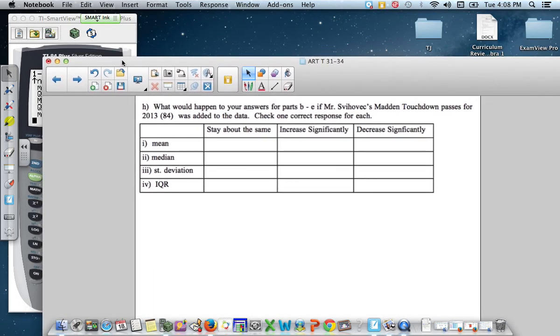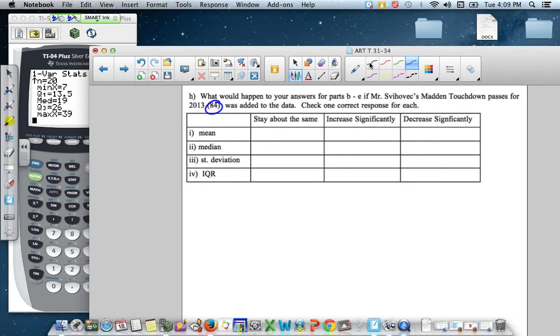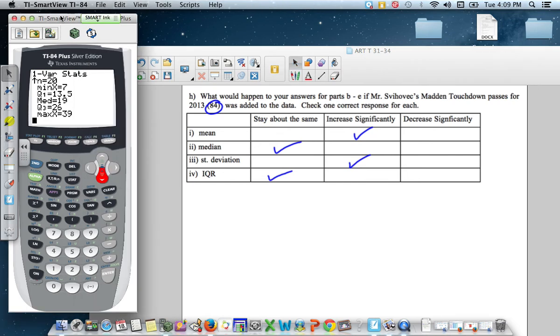What would happen to your answers here if we added the number 84 to the set of data? So that would be an outlier, which means outliers will significantly increase the mean and standard deviation. That's why we don't use them when there's outliers in the data. But the reason we use the median and IQR is because they will be what's called resistant to the pull of the outlier, and they will change less.